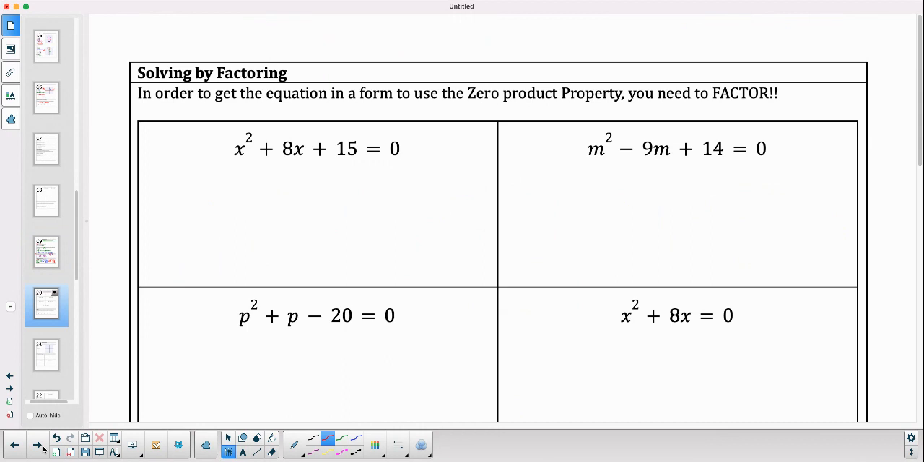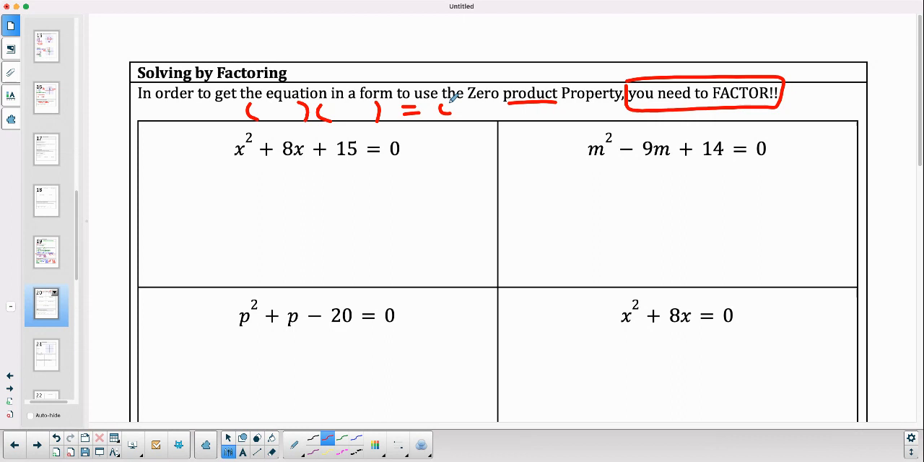So in order to get the equation in a form to use the zero product property, you need to first factor. That's something that I hope we remember from last chapter. We worked on that a lot, and this is kind of the reason that we did. So I can't use the zero product property on this first one, x squared plus 8x plus 15, yet, because I don't have it written as a product. It needs to be written as a product. I need to get it into two parentheses.